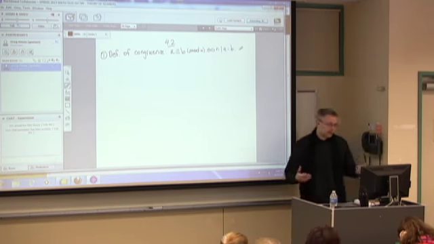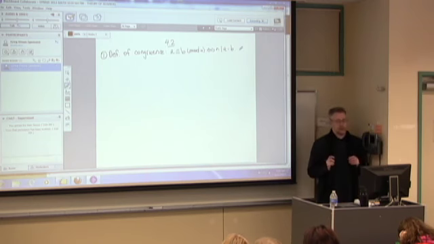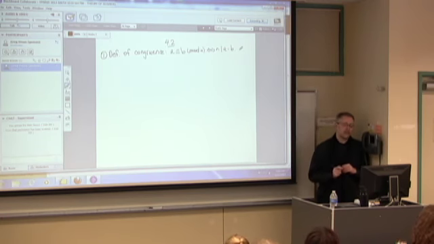There's a difference between definition and theorem. Sometimes they're interchangeable. There's a theorem that says A is congruent to B mod n if and only if A and B have the same remainder upon division by n. But that's not the definition. This is the definition. That's a theorem.